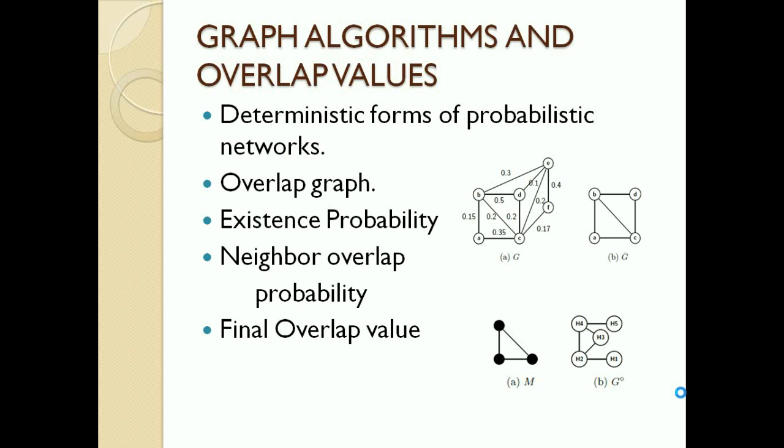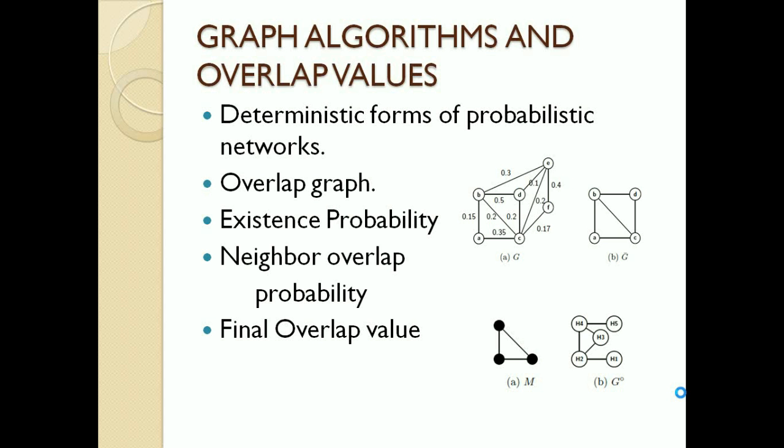The final step is to pick the embedding with the highest overlap value. This overlap value is obtained by dividing the existence probability by the expected value of the neighbor overlap probability. So in the set of embeddings we pick the embedding with the highest overlap value, and we remove that embedding and all its neighbors which are overlapping with this embedding.